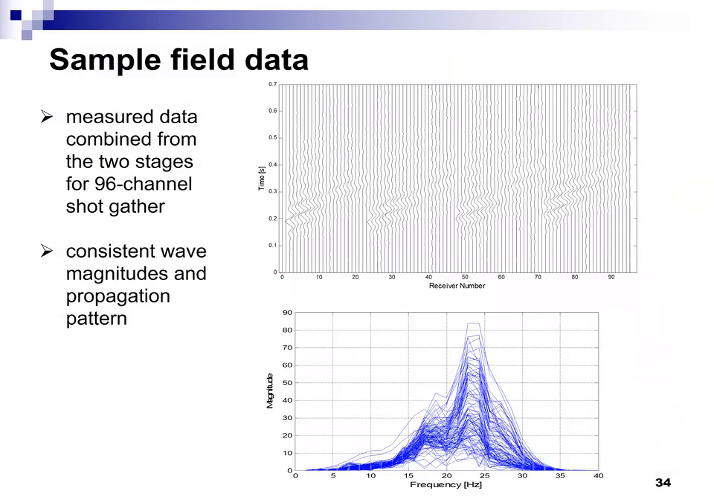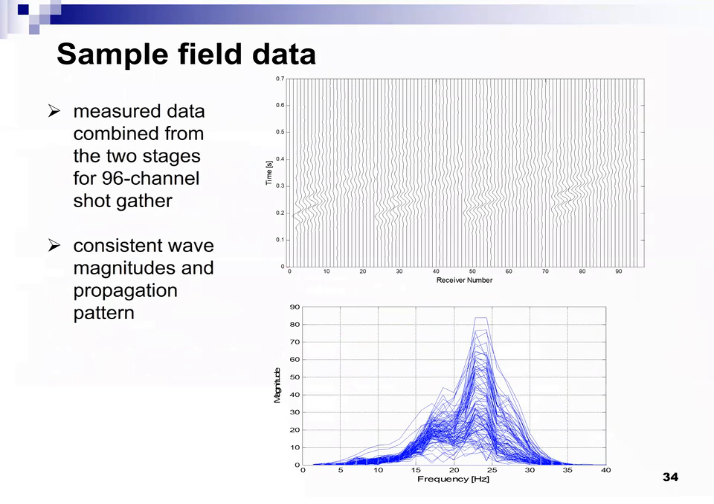So here is the sample data from the 2 stages. The measured data combined is very consistent in terms of magnitude and pattern. Yeah, that's a beautiful record. So 96 receivers in the time domain.